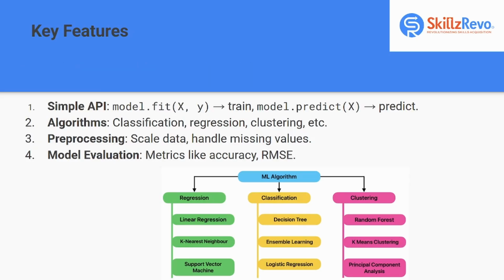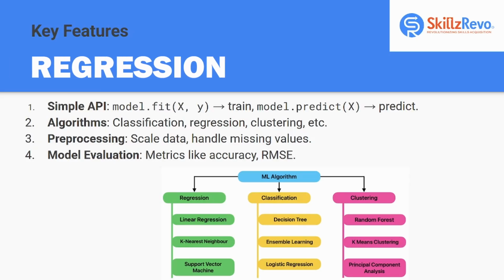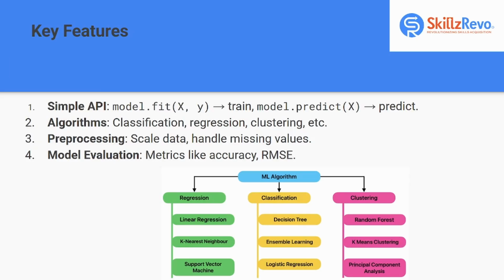And regression is when we are going to predict a continuous value, like a price, height, or weight, something which is a continuous value, that we call regression. And clustering is when, based on some similarity, we are grouping similar kinds of things, that we call clustering. So this type of algorithms we have.